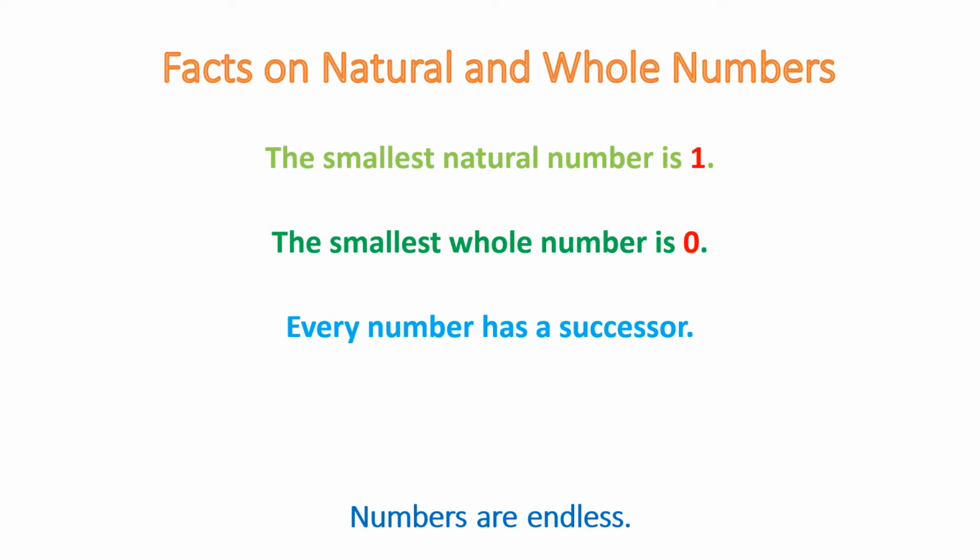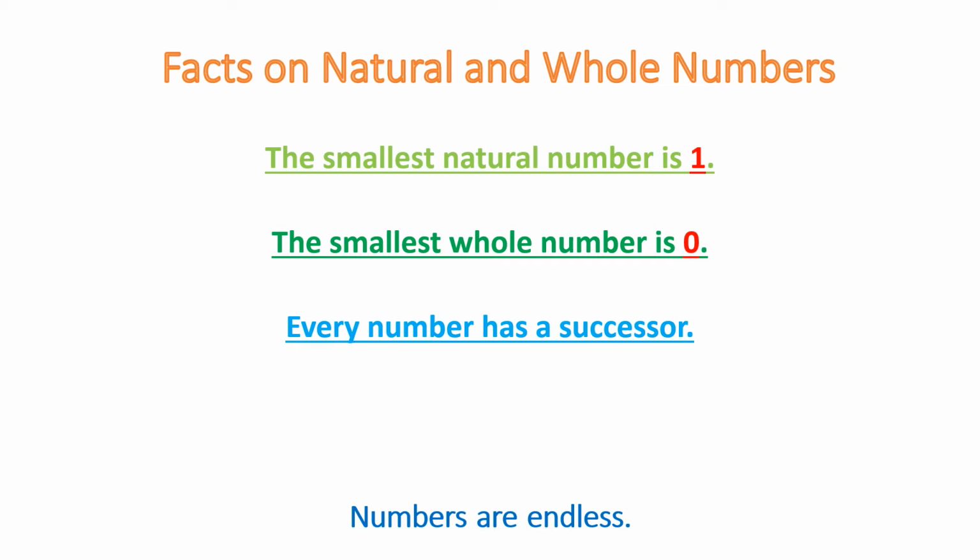Facts on natural and whole numbers. The smallest natural number is 1. That is, in natural numbers, the smallest number is 1. The smallest whole number is 0. In whole numbers, the smallest number is 0.